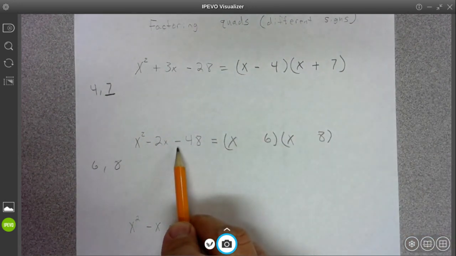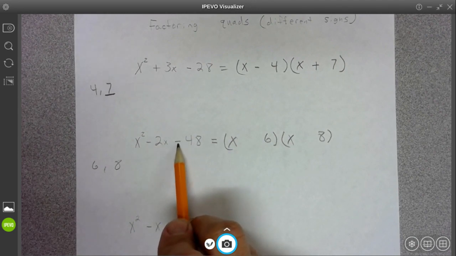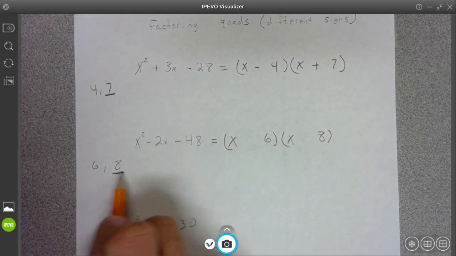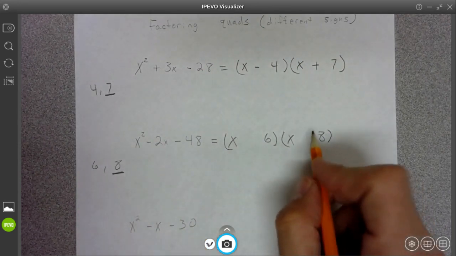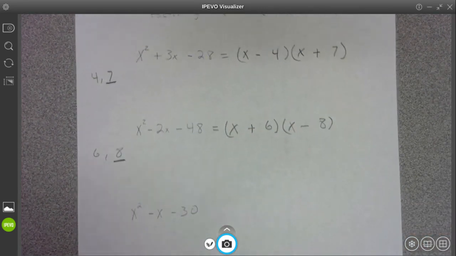Different signs. This tells us that one's plus, one's minus. And this tells us that the bigger number has to be negative. So the 8 is our bigger number. It has to be negative. The other one has to be positive.